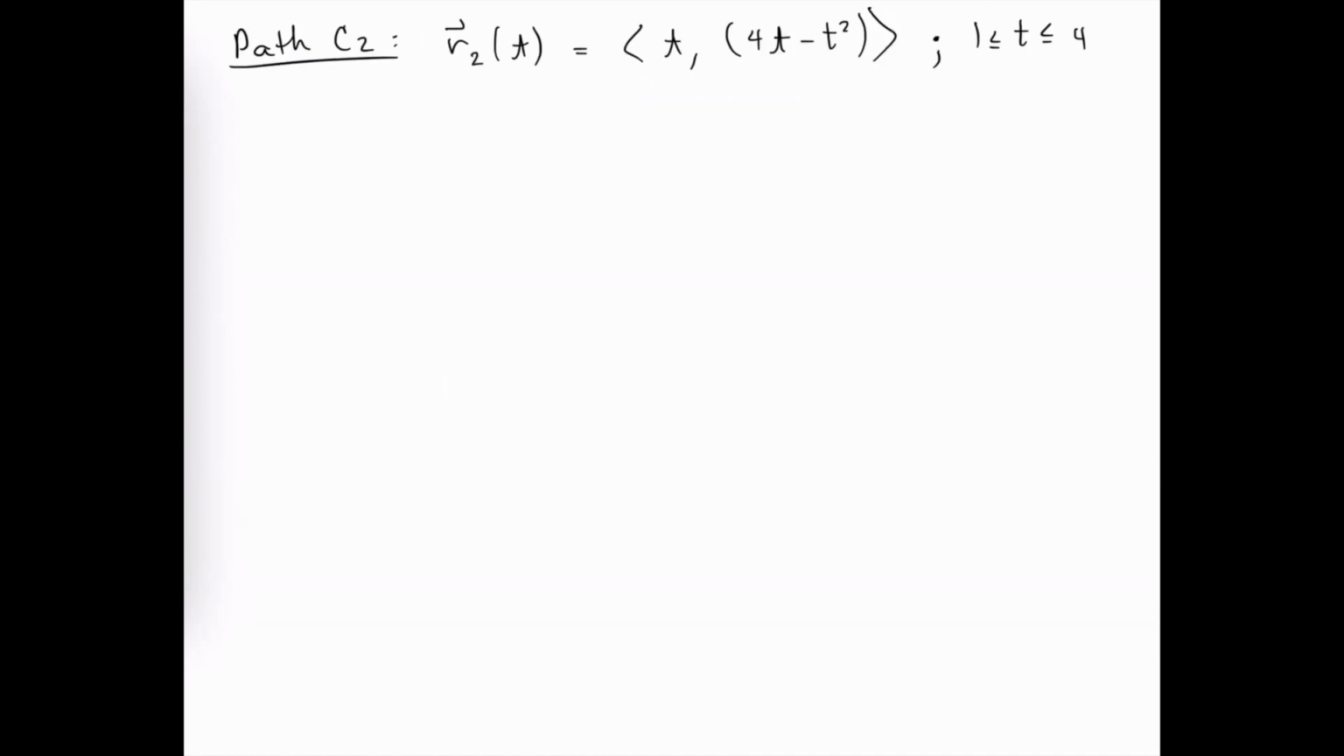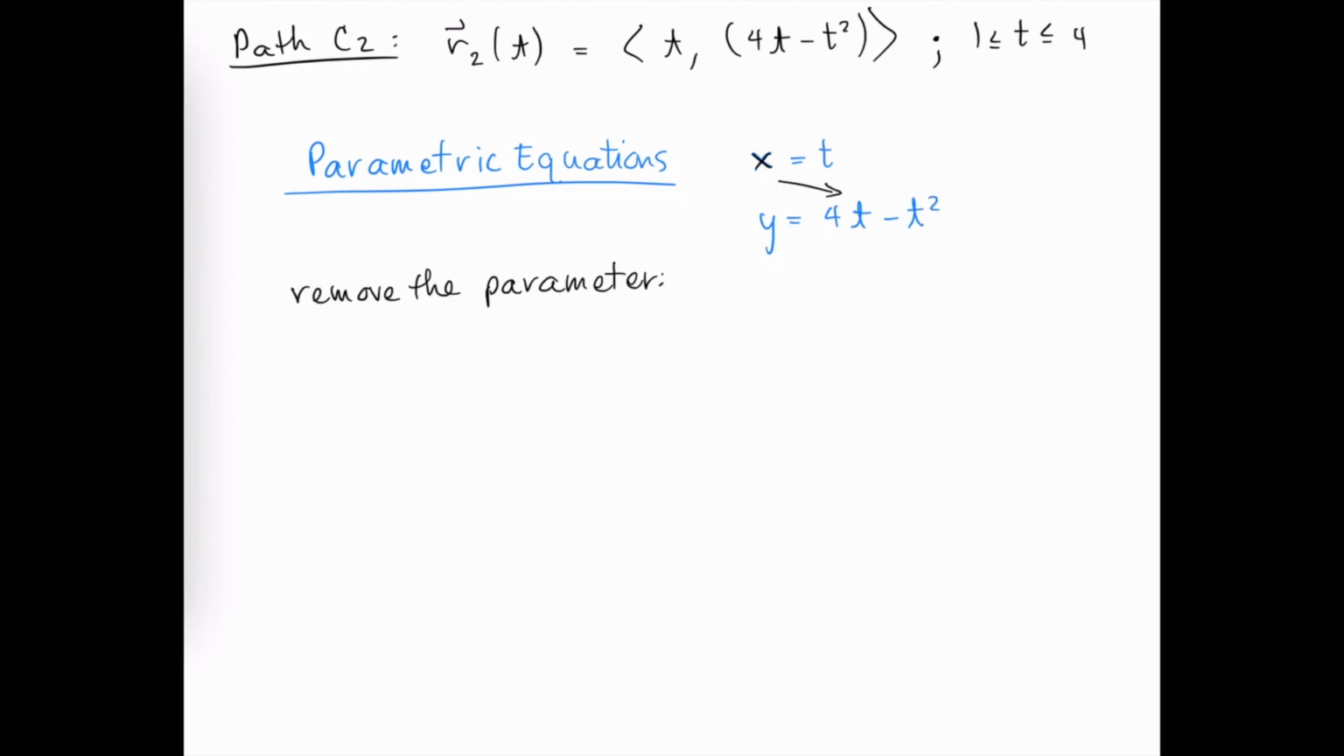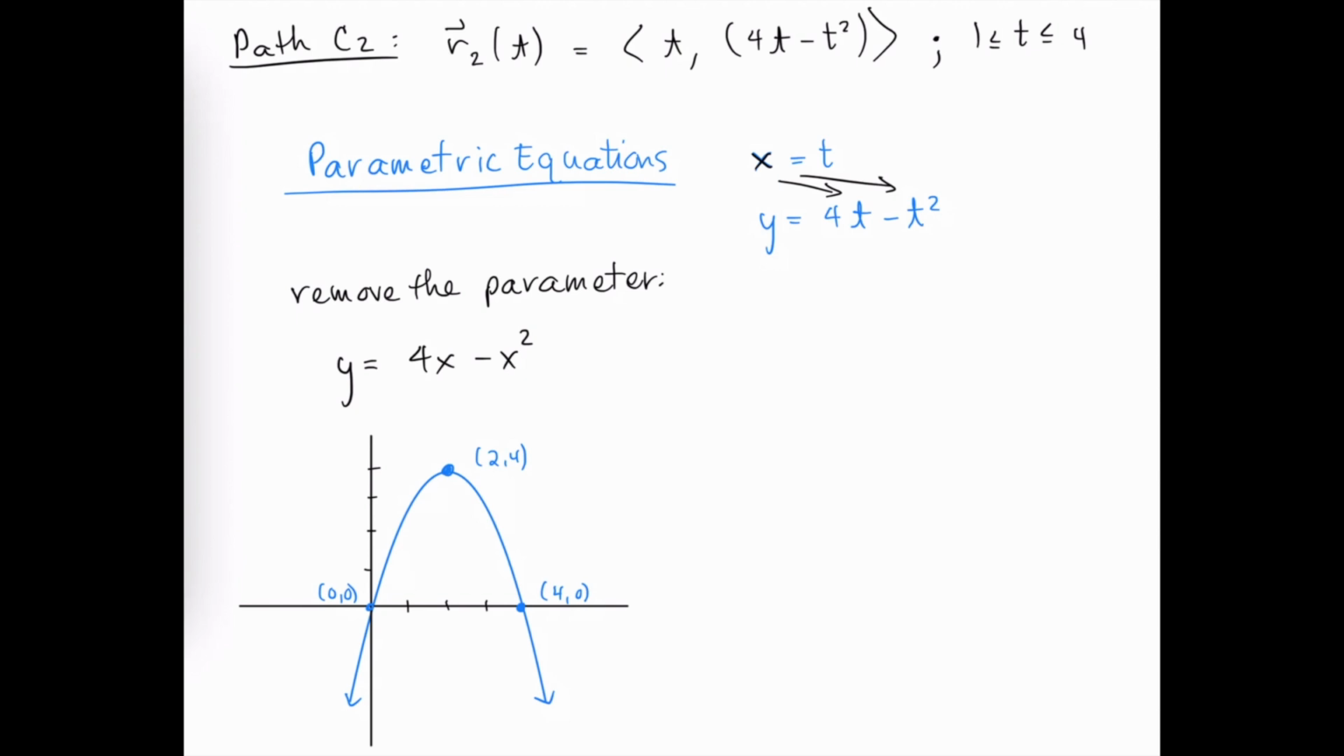Path 2 is traced out by the vector function r sub 2, and from this vector function we can get the parametric equations, which are that x is equal to t and y is equal to 4t minus t squared. We can easily remove the parameter by plugging in x for the t values, and we get the rectangular equation 4x minus x squared, and this is the exact same parabola.